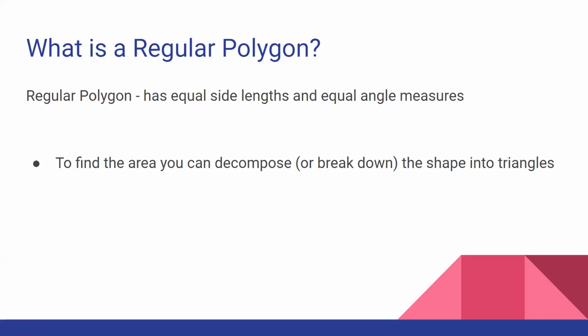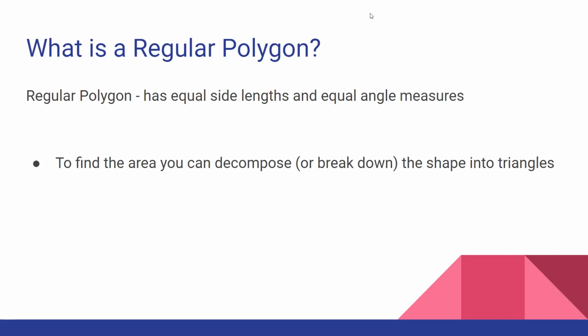So just really quickly, what is a regular polygon? It's a shape that has equal side lengths and equal angle measures. So when you are finding the area of a regular polygon, what you are going to do is decompose the shape, or break the shape down, into triangles. On the next slide, we're going to look at breaking a pentagon and an octagon down into triangles, and then we'll get into some examples of how to actually find the area.